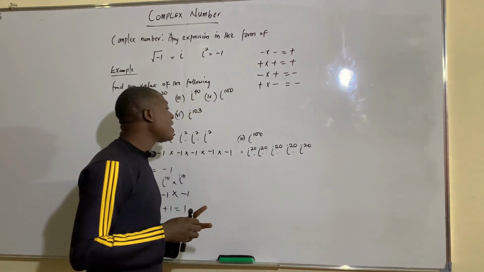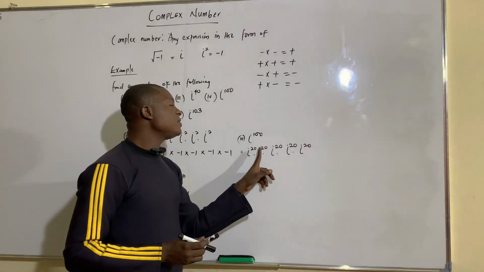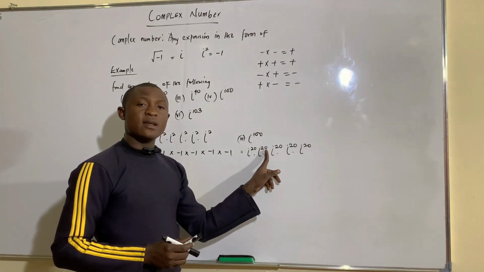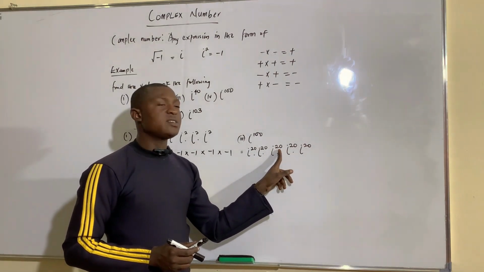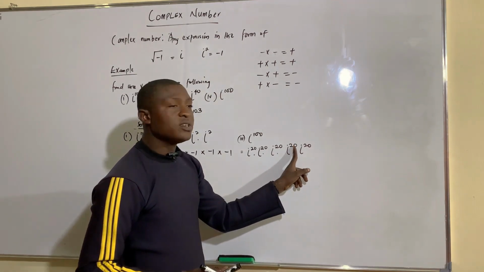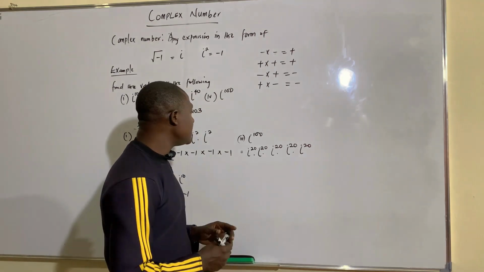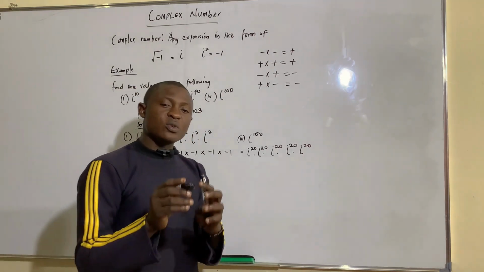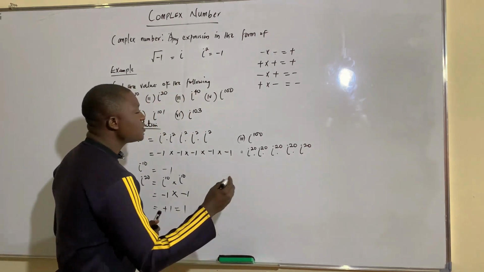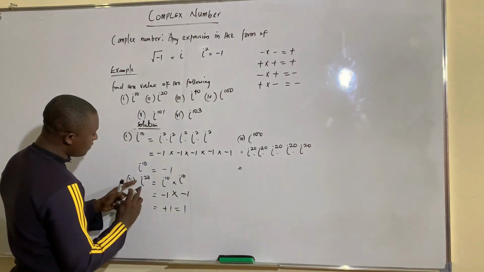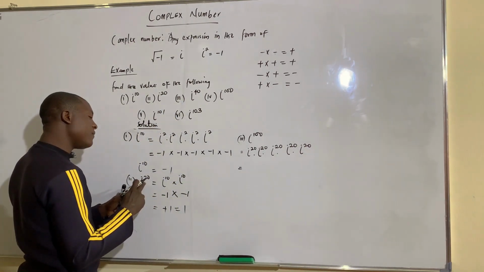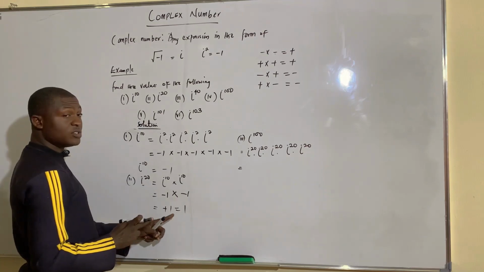So if you look at this, if you add all these numbers together, 20 plus 20, that one is what? Yeah, 40, plus 20 is 60, plus 20 is 80, then plus 20, that one is 100. Now the next thing is to break them down into two. So now, recalling from the previous example, we have i raised to the power of 20 is nothing but what?